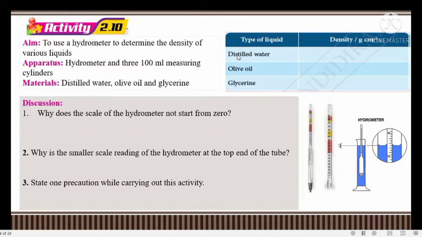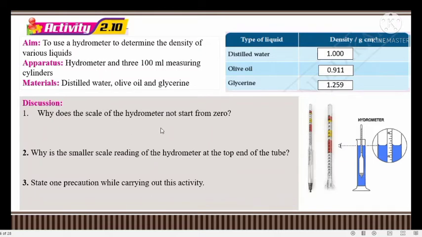Based on the values of the density that can be measured by the hydrometer, distilled water is 1 gram per cm cubed. Olive oil is about 0.911 gram per cm cubed. Glycerin is about 1.259 grams cm to the power of -3. Okay, let's look at the discussion.